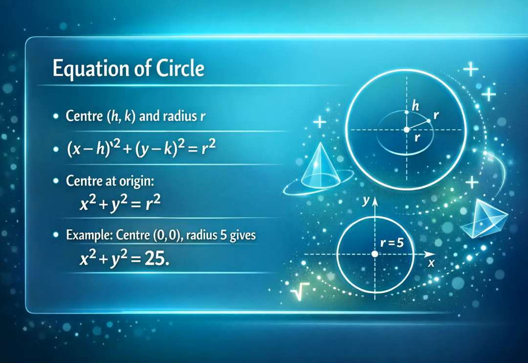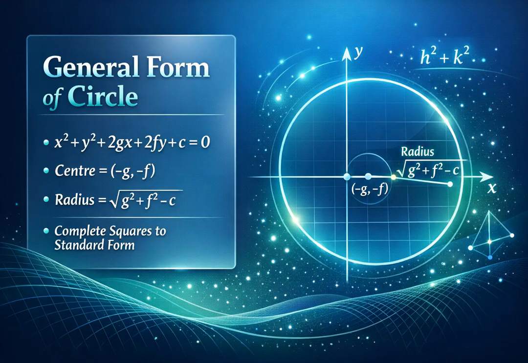The general form of a circle equation is x squared plus y squared plus 2gx plus 2fy plus c equals 0. From this form, the center is at (negative g, negative f), and the radius is the square root of g squared plus f squared minus c. To convert to standard form, complete the squares for both x and y terms.